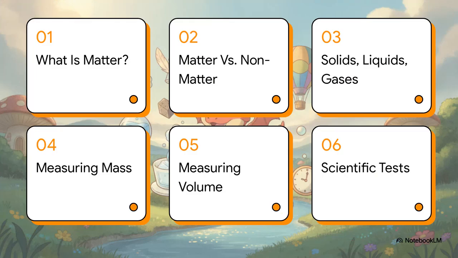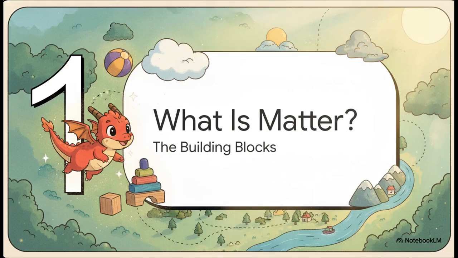So here's our roadmap for today's explainer. First, what is matter? Second, matter versus non-matter. Third, solids, liquids, and gases. Fourth, measuring mass. Fifth, measuring volume. And finally, number 6, scientific investigations. Okay, let's jump right into part 1.